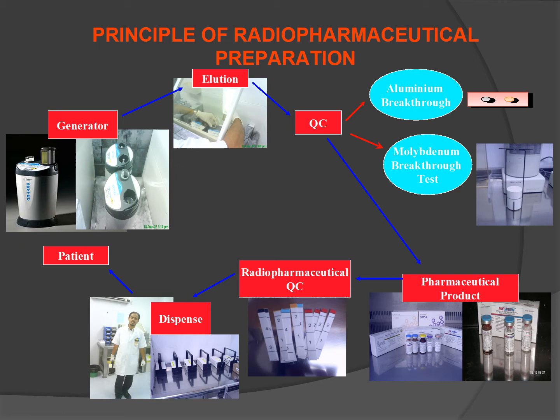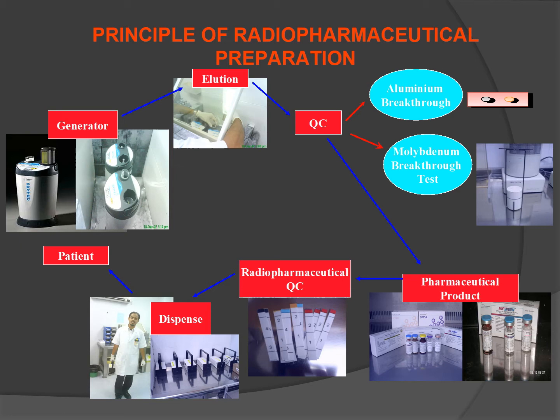So the most common radiopharmaceutical that we use in our department is technetium 99M. With this molybdenum-technetium generator, we have what we call a process of elution to get the technetium 99M from the generator. And when we have the radioactive material, technetium 99M, we have to do some quality control to make sure that aluminium and molybdenum are not in a high quantity in the elution.